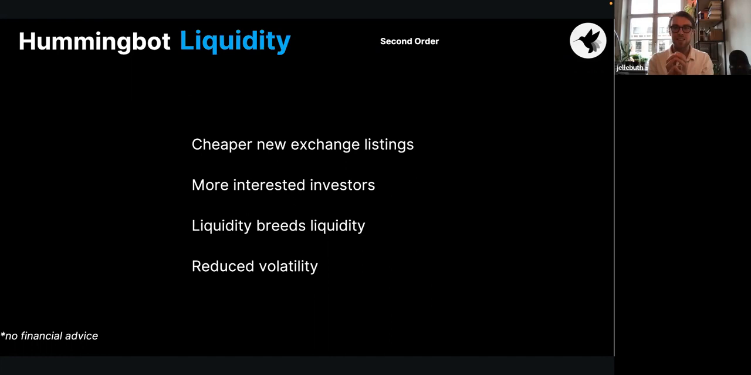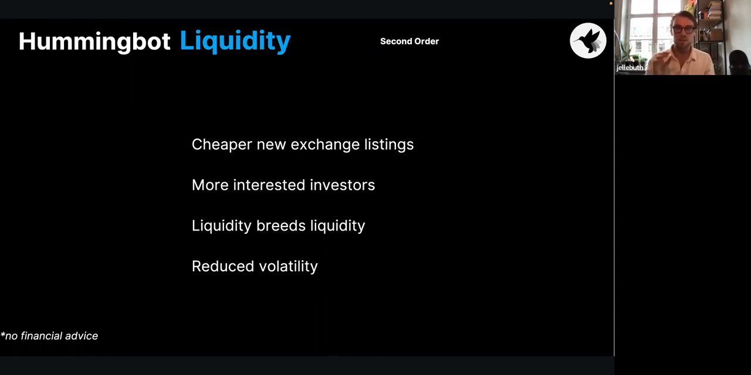So liquidity is a necessity, and that's the first order benefit of hiring a market maker or making sure, with some kind of tools, that you have liquidity. But there are also second order benefits that come into play when you have liquidity.